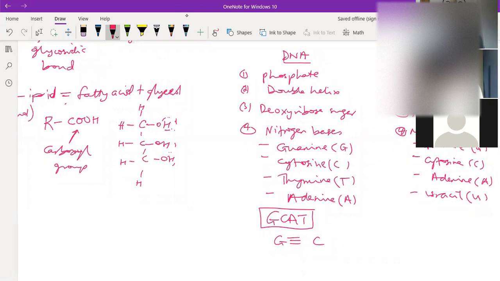Now also know that guanine always attaches to cytosine by three hydrogen bonds, right? The bond between the two, they call a hydrogen bond. And then adenine always attaches to thymine. We call them complementary base pairs. They complement each other. So this is adenine, two hydrogen bonds in between, that and thymine.